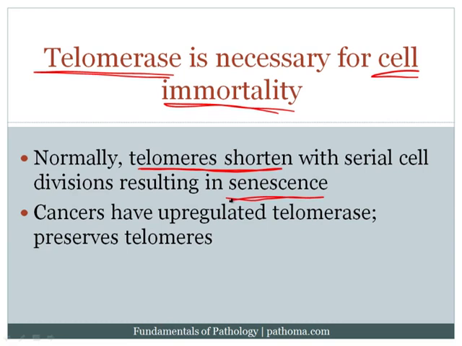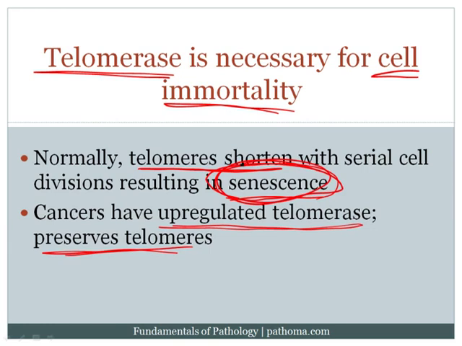So the continuous shortening of the telomeres with serial cell divisions results in senescence, in which a cell basically shuts down and stops dividing. Cancer cells can't stop dividing. They need to keep dividing, keep dividing, keep dividing, and the cells are basically immortal. That's how cancer works. And so cancer often has upregulated telomerase, which preserves the telomeres so that cancer cells can avoid senescence. And that's an important general principle concerning cancer cells, that often telomerase is upregulated.